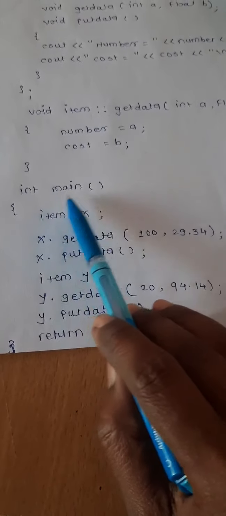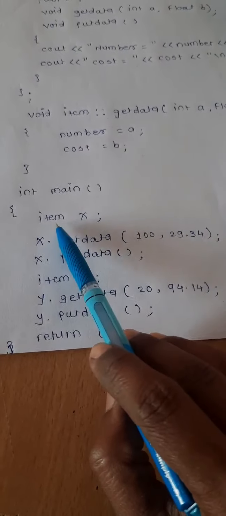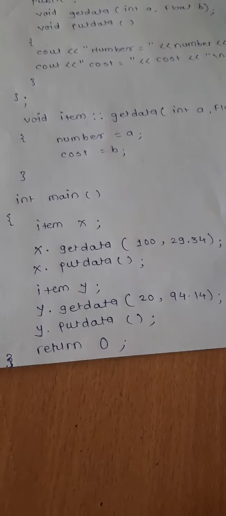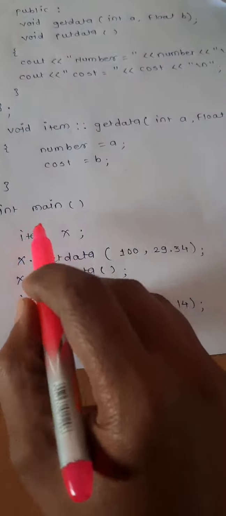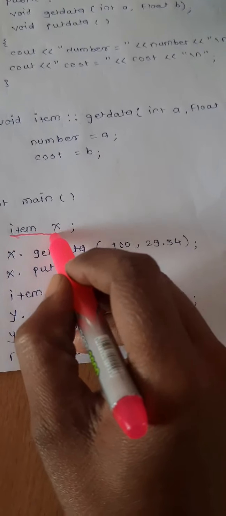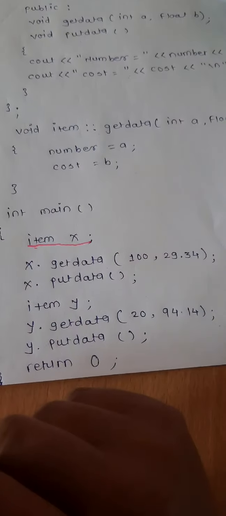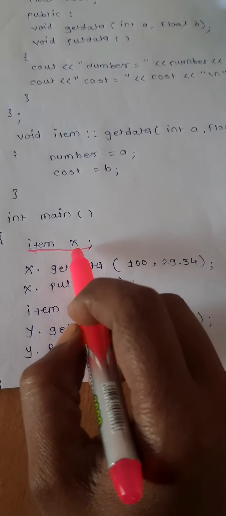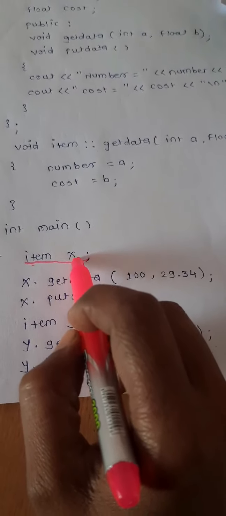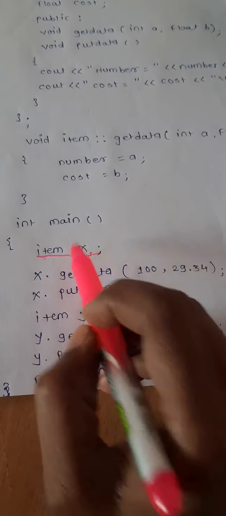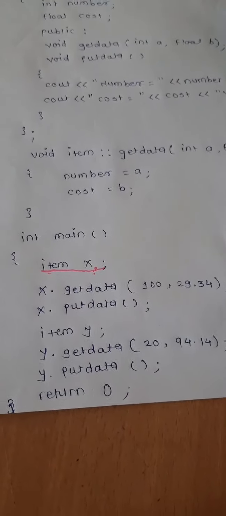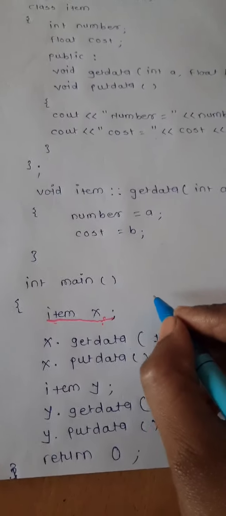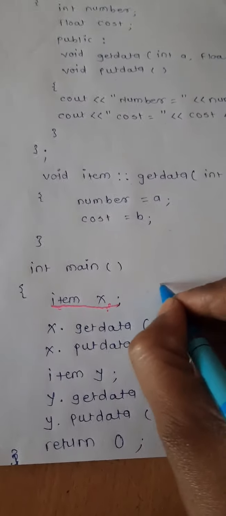Now see here, in the main function, we write item x. It means that this line is actually an object declaration. Here we declare one variable. This object declaration is the same as how we declare a normal variable. For example, suppose we write here int a.